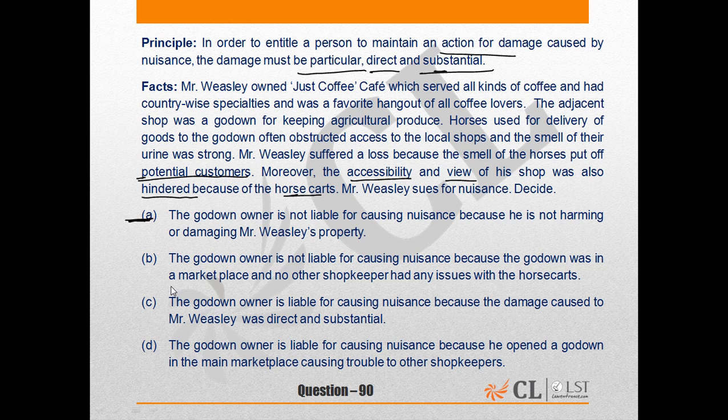Now option C. What does option C say? The godown owner is liable for causing nuisance because the damage caused to Mr. Weasley was direct and substantial. So as per the principle, we can see that option C is giving the correct reasoning. That is why option C is the correct answer.